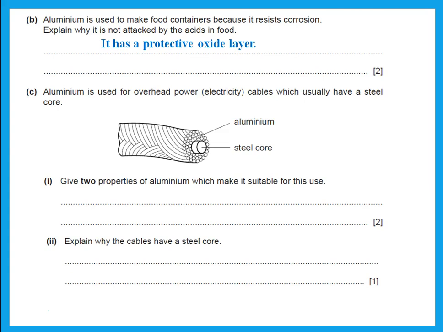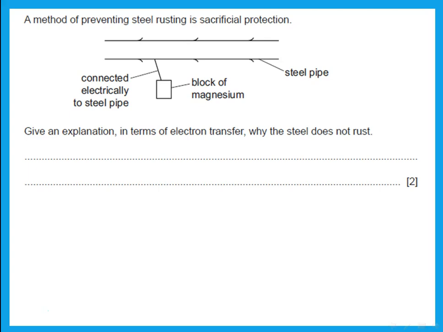Aluminium is used for overhead power cables, and we said give 2 properties of aluminium which make it suitable for overhead power cables. Why do we use it in overhead power cables? Because it's a good conductor of electricity and it has low density. Explain why we have a steel core. We said the steel core makes it stronger. You should remember all of this.